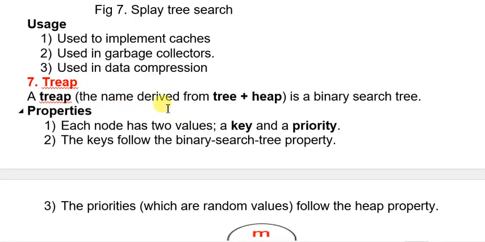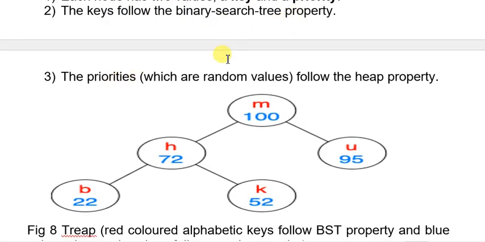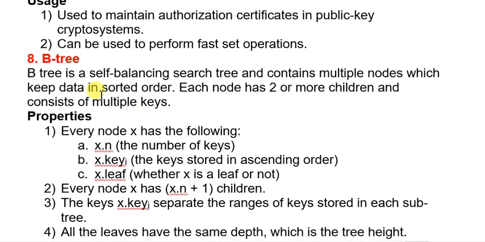Treap, a name derived from tree plus heap, is a binary search tree. Each node has 2 values, key and priority. The key follows the binary search tree properties. Then B tree. A B tree is a self-balancing search tree that contains multiple nodes, with each node in sorted order. Each node has 2 or more children.